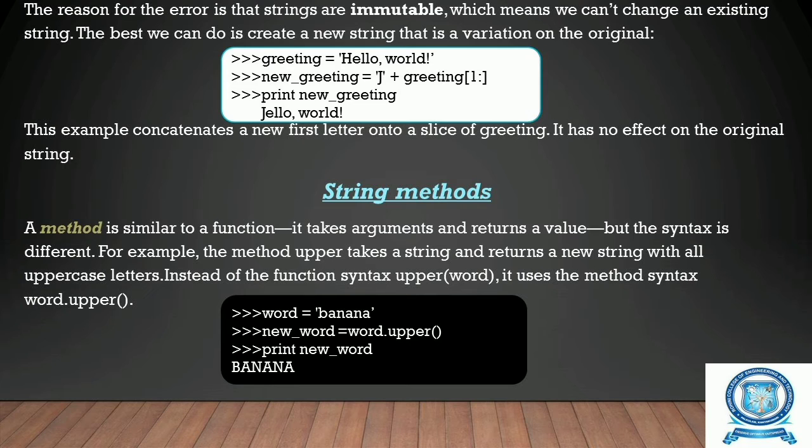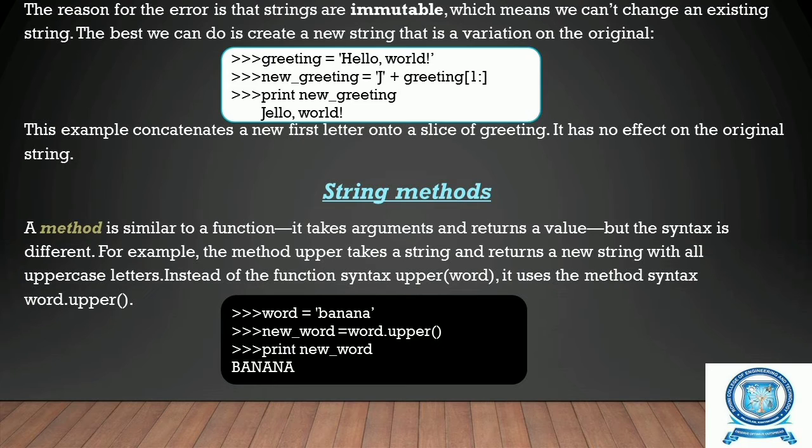Understood? Okay. So, now let us see about string methods. A method is similar to a function as we know. It takes arguments and returns a value, but the syntax is somewhat different. For example, the method upper takes a string and returns a new string with all uppercase letters. Instead of the function syntax upper of word, it uses the method syntax word dot upper. In the case of a function we give upper of word, but in the case of a method we give word dot upper.